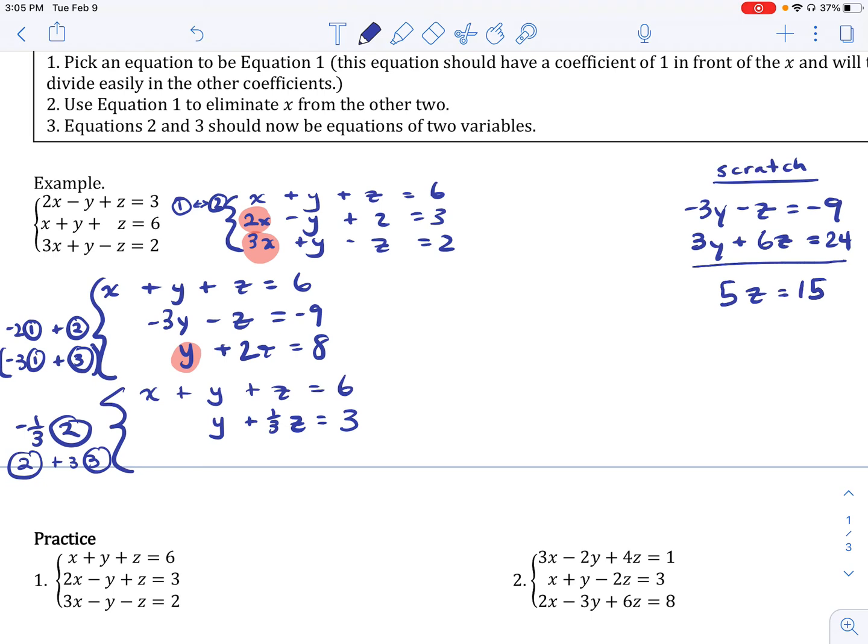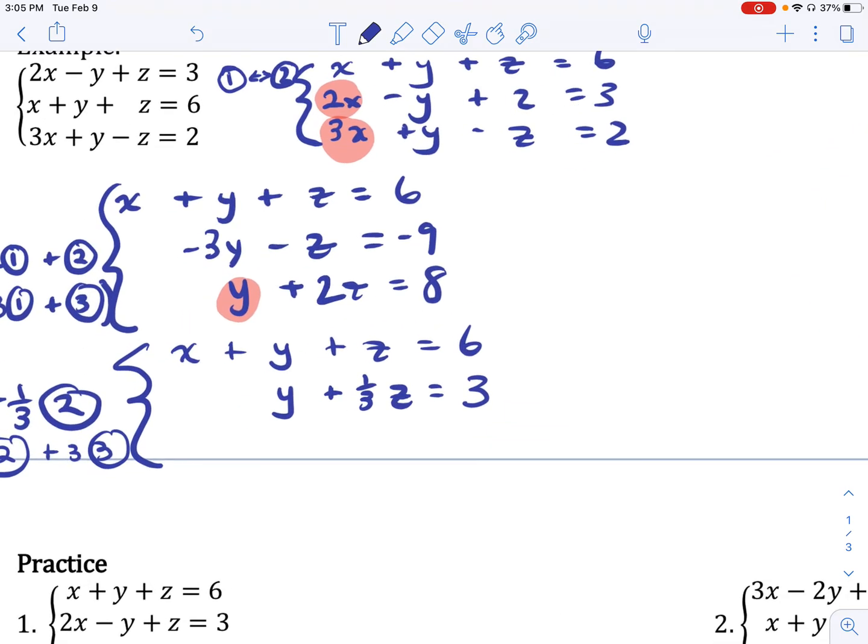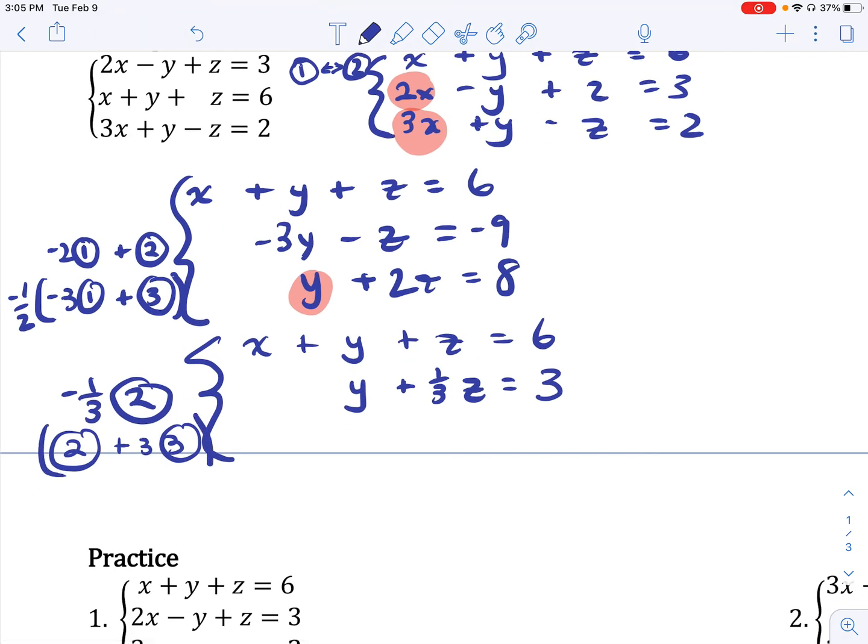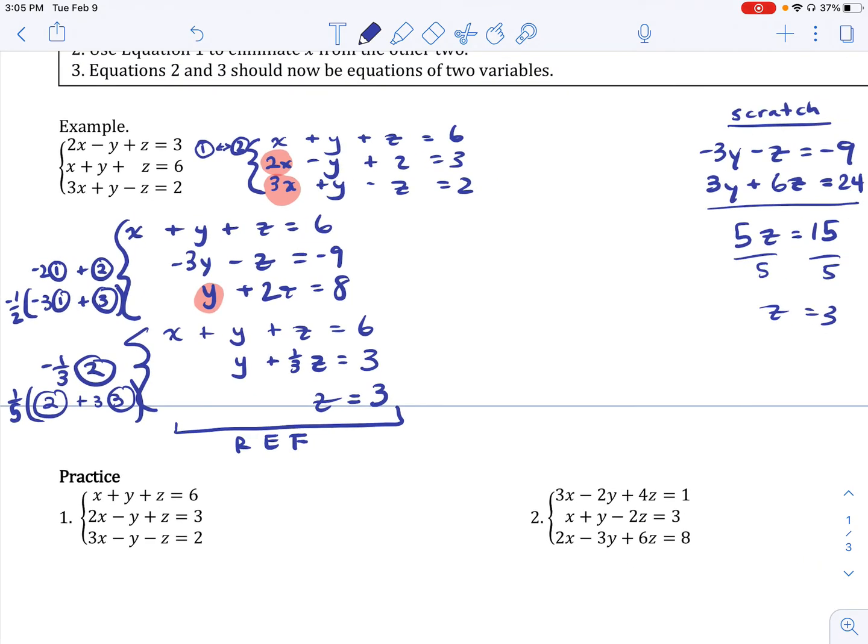So that would give me 5z is equal to 15, in which case I can then simplify that, divide everything by 5, and make z is equal to 3. So here now, I'm going to go ahead and write that I divided everything by 5, and I write that result. z is equal to 3. So now that I have that, I have my system in REF. This is row echelon form. So now that I have that, I'm ready to do my back substitution.